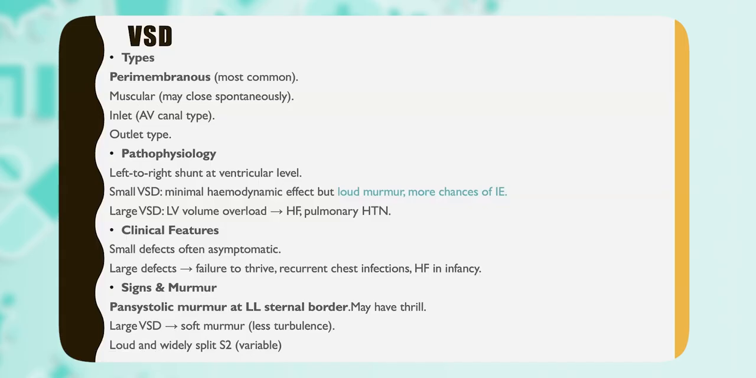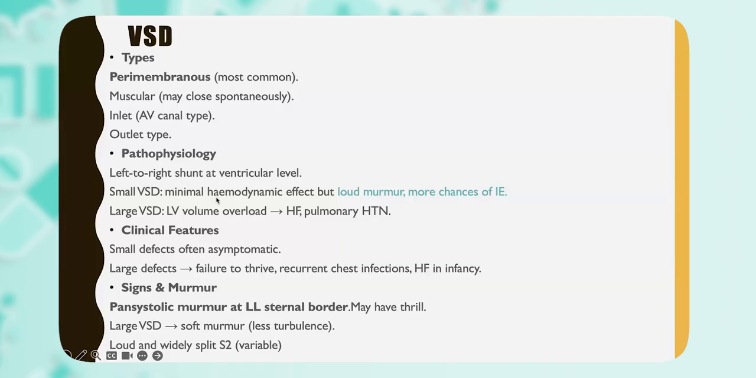Ostium secundum type ASD is actually a defect between the left atrium and right atrium at the level of the fossa ovalis. Sinus venosus type is where the SVC and IVC meet the right atrium, behind the left atrium and right atrium. That part of the sinus venosus, if it doesn't develop properly, will form a sinus venosus type of ASD. So coming back to the VSDs, the pathophysiology is again a left to right shunt at the ventricular level.